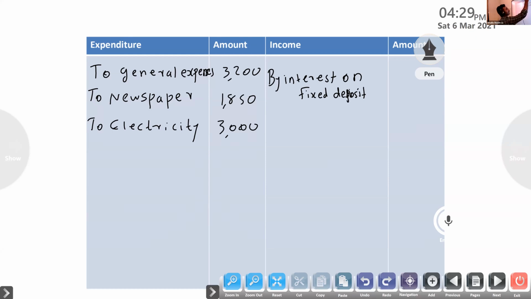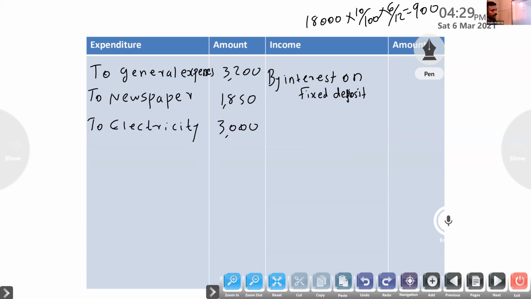18,000 into 10 percentage into how many months? When we deposited, 31st to the balance sheet date, how many months? 7, 8, 9, 10, 11, 12. 6 months, into 6 by 12. So we will get 900.